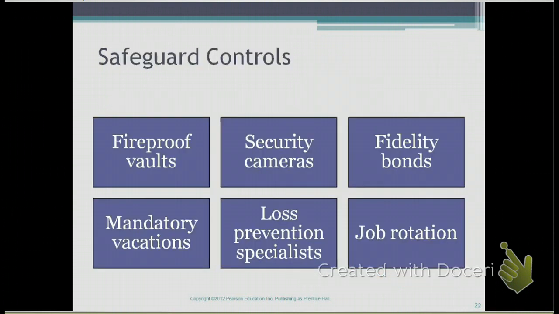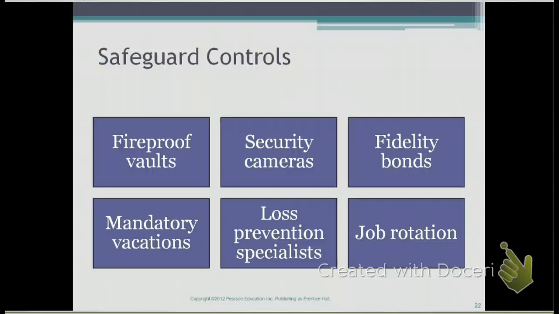In addition to internal control procedures, companies have what we call safeguard controls. These 6 items are examples of safeguard controls. A lot of companies have fireproof walls to protect cash and important documentation. For example, I'm sure Coca-Cola's secret recipe is lying somewhere in a fireproof vault. Companies have security cameras. You've seen them all over the place. NCTC has them. You've seen them at Walmart. Lots of places use security cameras as a control.